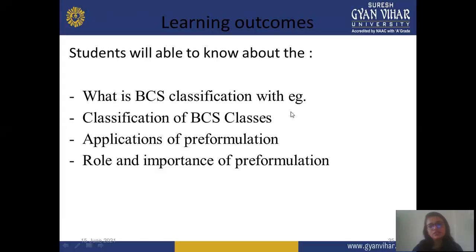BCS classification is also important because it gives information regarding your drug, which type of drug belongs to which class. According to the type of drug, you can change your drug or select class 1, 2, 3, or 4. According to the requirement, you modify your formulation. This is all about the learning outcomes. You should know complete information about these topics after this PPT.